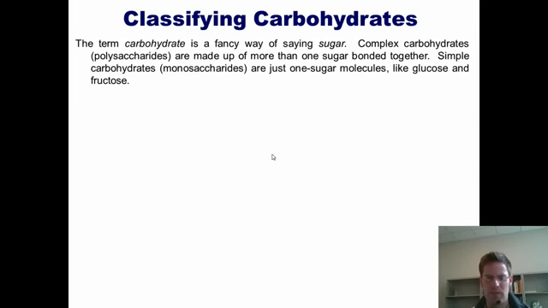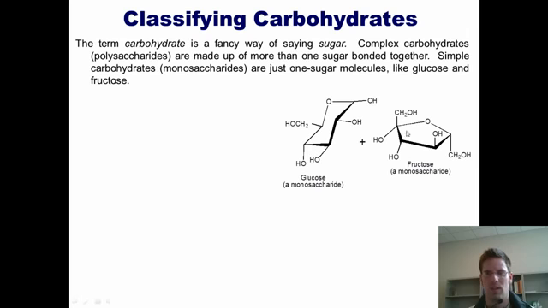As I mentioned in our previous presentation, the term carbohydrate is a fancy way of saying sugar. There are two classes of carbohydrates: simple carbohydrates, which are also called monosaccharides, and complex carbohydrates. Simply defined, monosaccharides are molecules that consist of just one sugar, such as glucose and fructose, which are shown here. Complex carbohydrates are basically just polymers composed of two or more sugars bonded together.